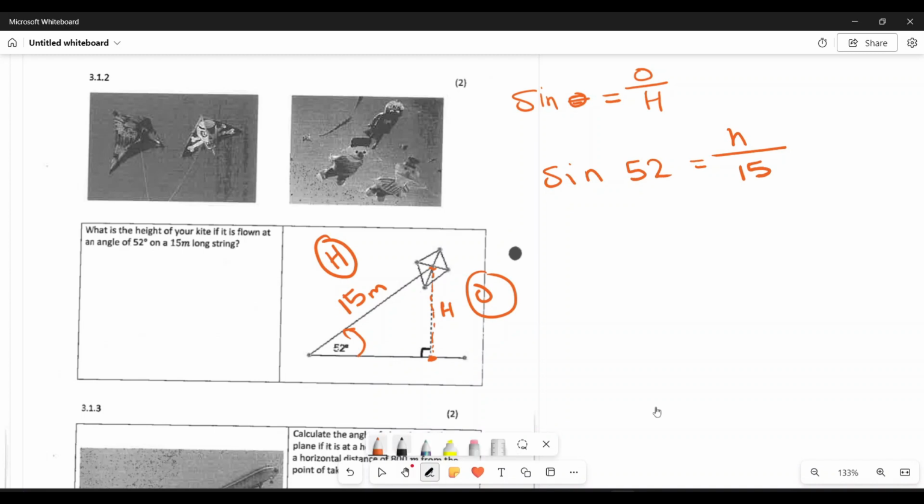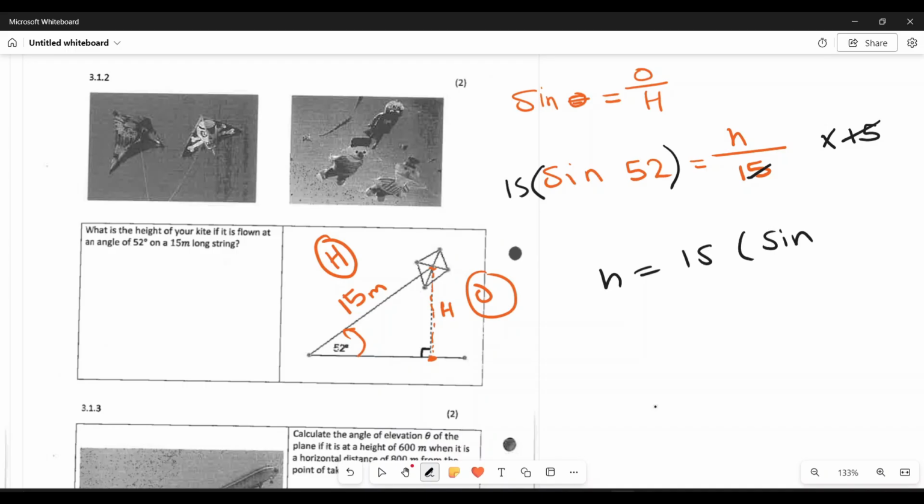Now, how would I go about doing that? I need to get rid of this 15, right? And because it's dividing, I'm going to do the opposite of what it does. So I'm going to multiply both sides by 15 so that these two cancel out one another. Now, as a result, my h would be equal to 15 multiplied by sine of 52, right? Now, punching that into my calculator, the height would be equal to 14.8 meters.